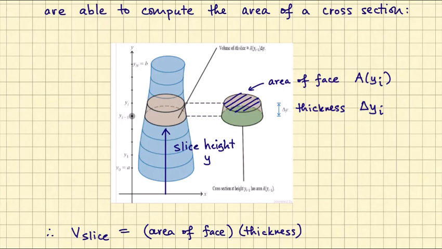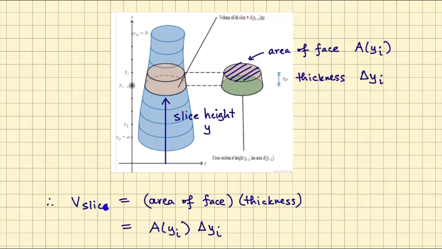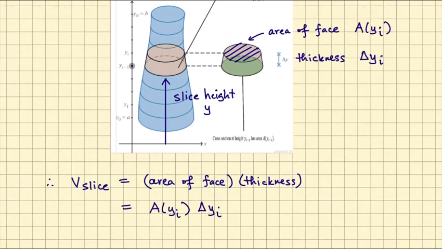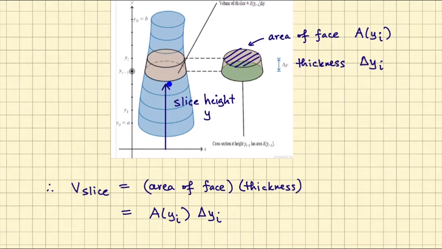And so if that area of the face is something that we can figure out, then we'll be able to figure out the volume of the slice by just taking the area of the face and multiplying by the thickness. Different geometries will require a different calculation, but suppose that we can find the area of the face. Then the area of the face could easily be a function of the slice height, and we multiply by the thickness.